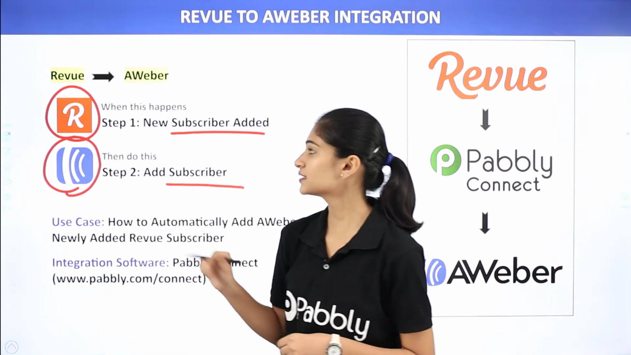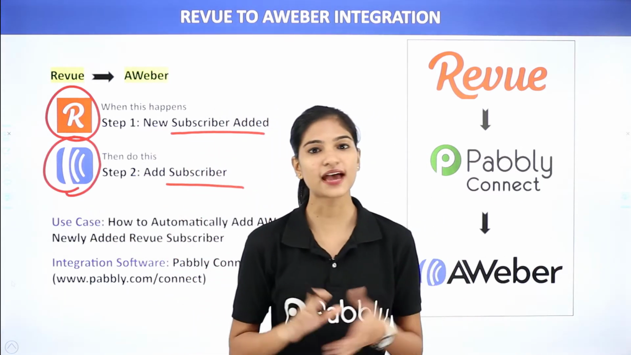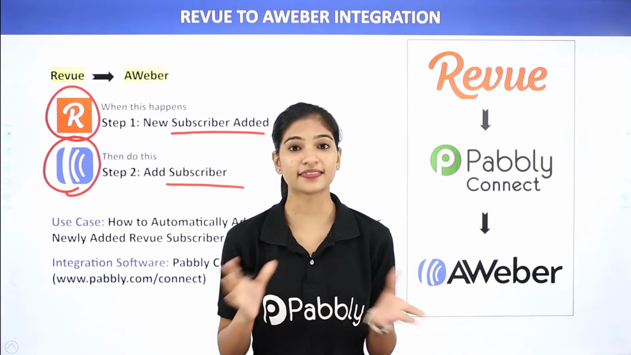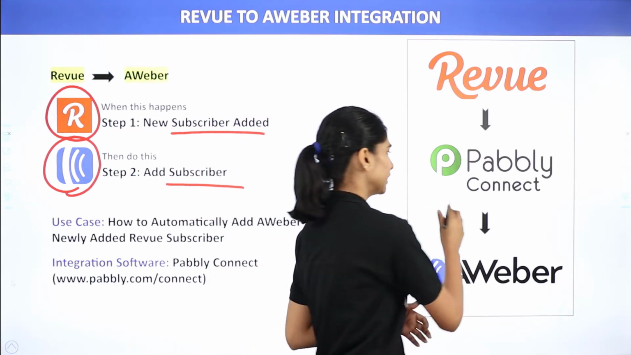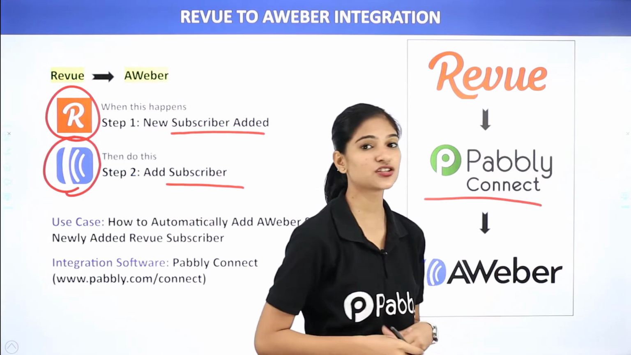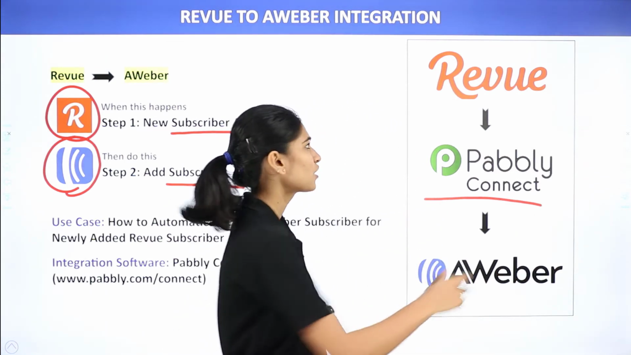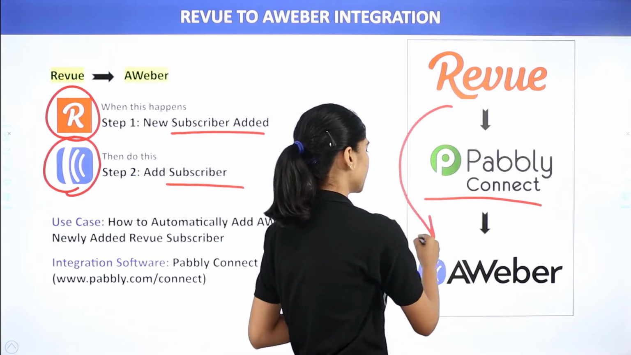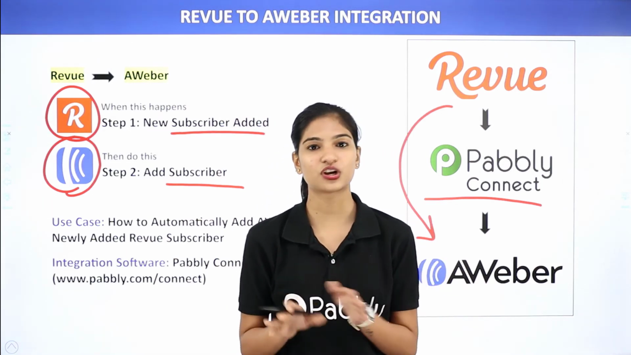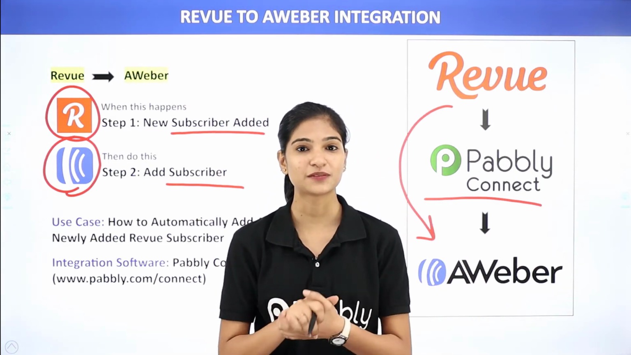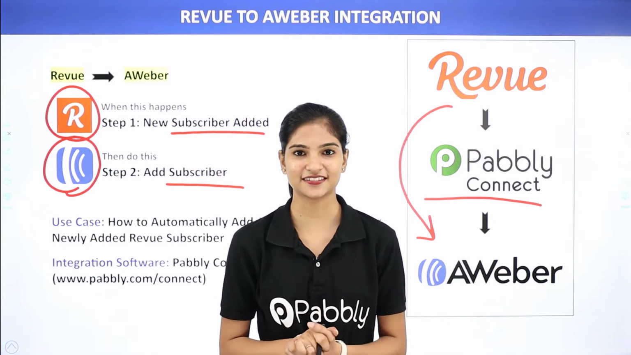Now, the issue here is that Review and Aweber don't have any integration between them, and that is why we are going to use Pabbly Connect. Pabbly Connect is an integration software which will help us to transfer data from Review to Aweber. The best part here is you don't require any knowledge of coding. So, let me show you this on my screen.